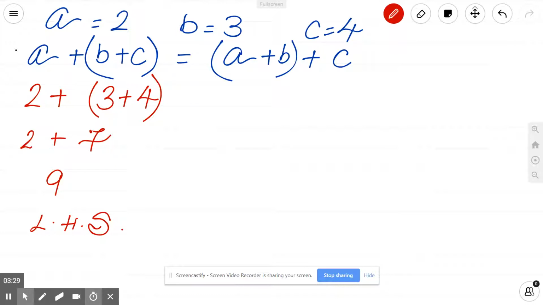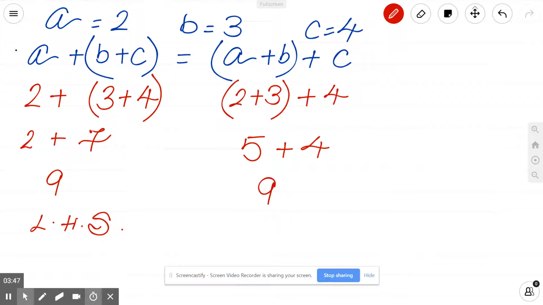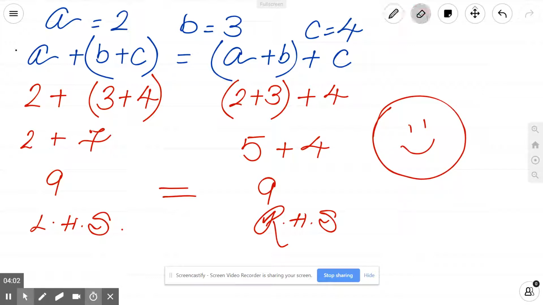Let us see what happens on the right-hand side. On the right-hand side, I still have the same numbers. I'm just associating them differently. 2 plus 3 plus c, which is 4. 2 plus 3 is 5, plus 4. 5 plus 4 is 9. So as you can see here, 9 is equal to 9, LHS equals RHS, and they are the same. So actually, the associative property holds true for addition. All right, on the next page, I'm going to share with you an example for multiplication.